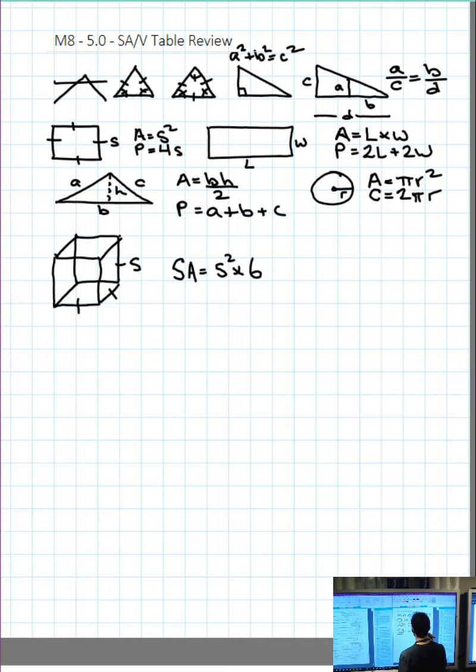And we know that the volume is simply length times width times height, and they're all the same, so it will be S cubed. Okay, how about a rectangular prism?